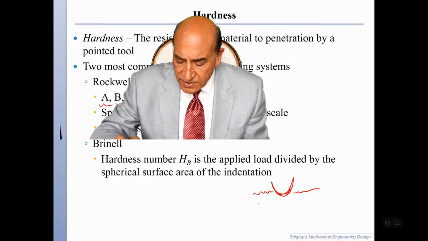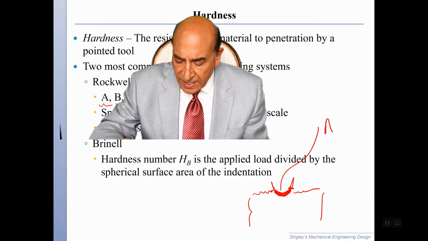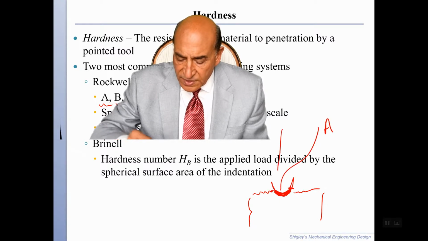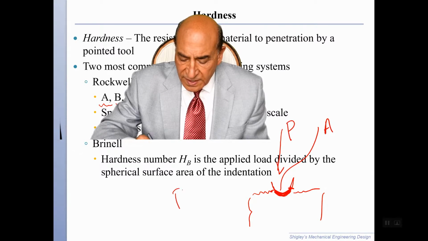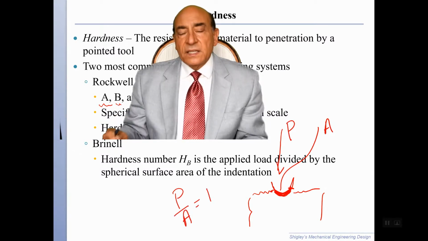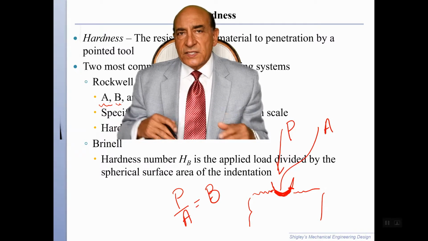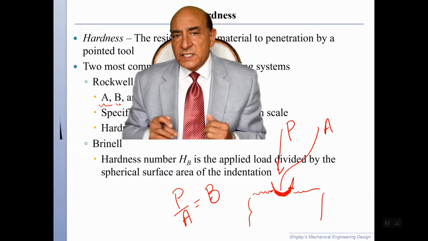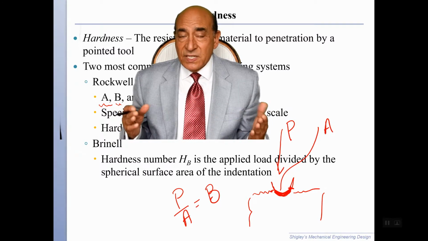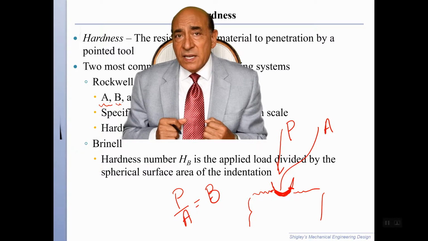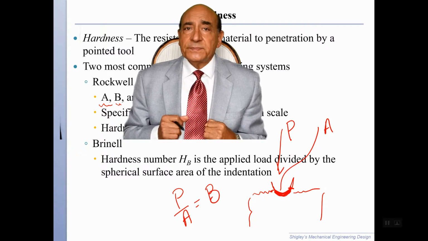So I have the hemisphere here, and then the surface is like, let's say here. So this is the surface. This contact area here that I'm thickening, it has an area A, and then if I have a load P, so the ratio of P over A is the Brinell hardness number. So we have two different scales. One is Rockwell and the other one is Brinell, but both of them are in units of stress because they're load divided by the penetration area.